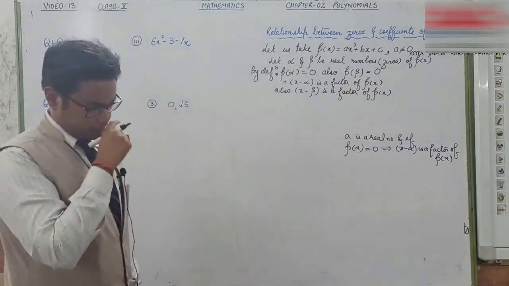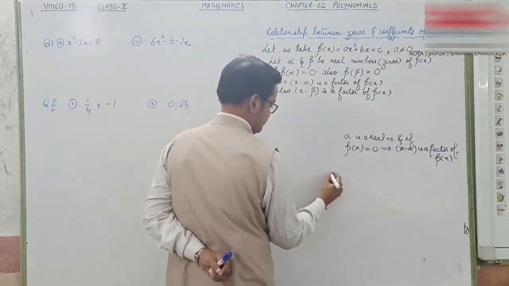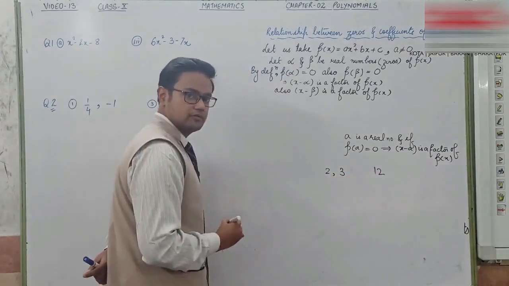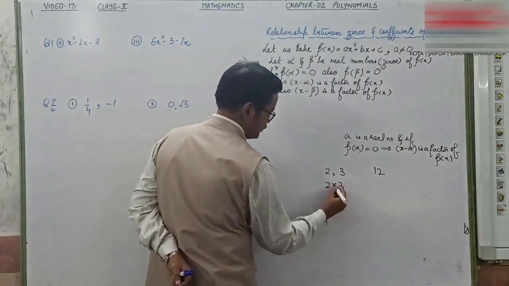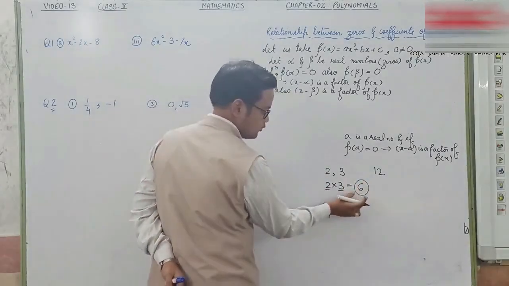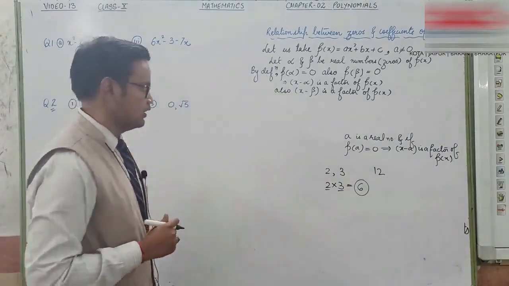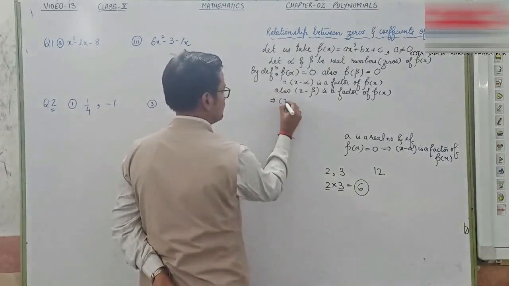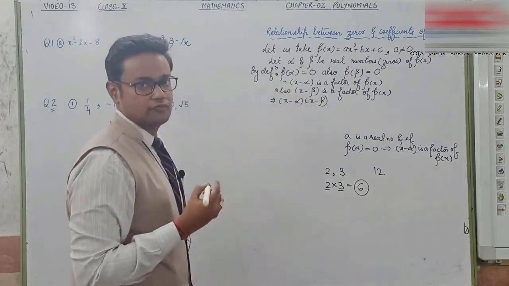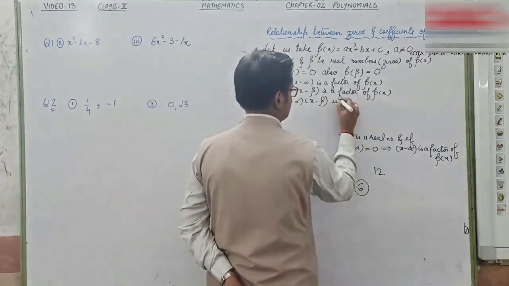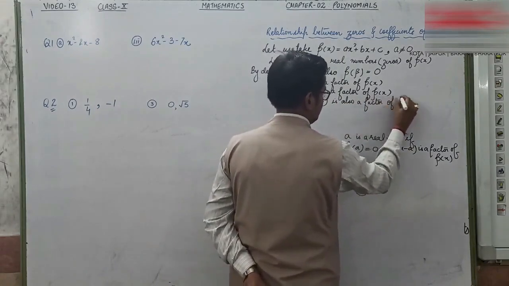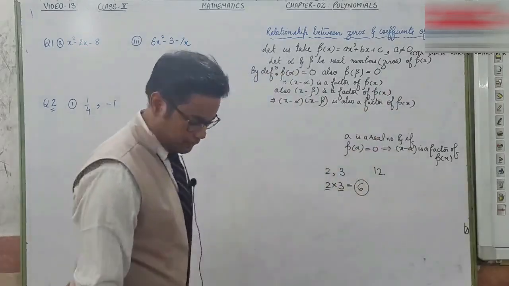Now you have got two factors. If I say 2 and 3 are factors of 12, can the multiplication of these two prime numbers be called a factor of 12? Yes. So I can also write that the product of these two individual factors is also a factor of P(x), right?